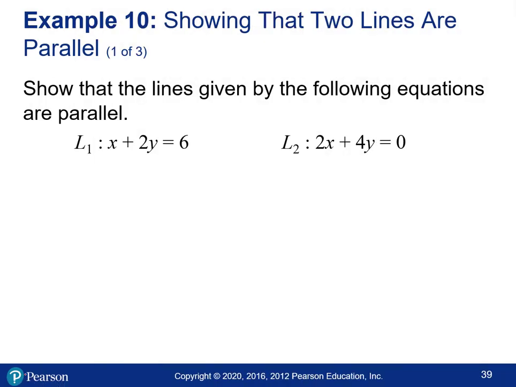Okay, so here's an example. Show that two lines are parallel. So we can show by graphing, but we can also show by just noticing that they have the same slope. Notice it doesn't say exactly what to do. It doesn't say, hey, show that these have the same slope. It just says show that they're parallel. So show that they have the same slope and that they have different y-intercepts.